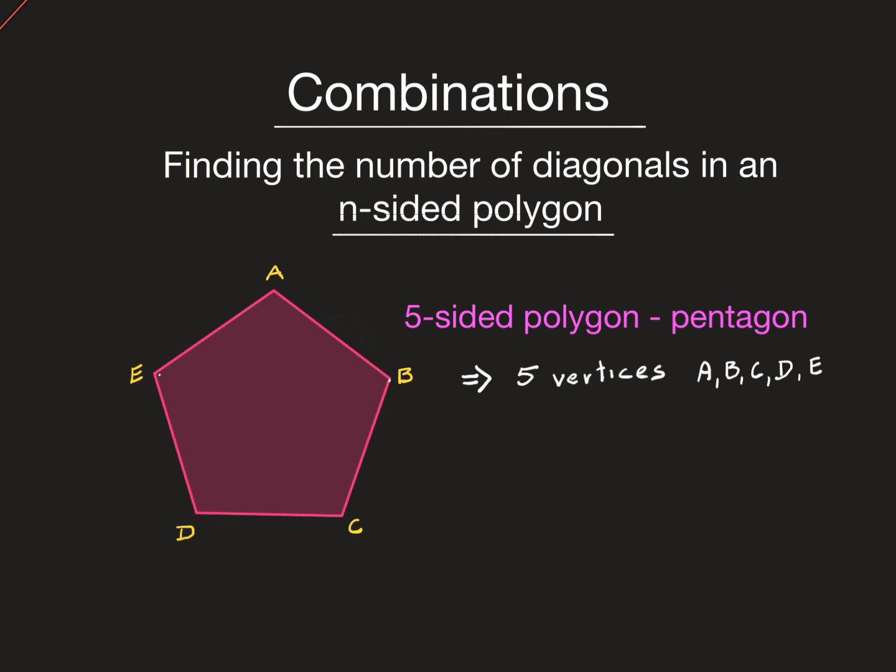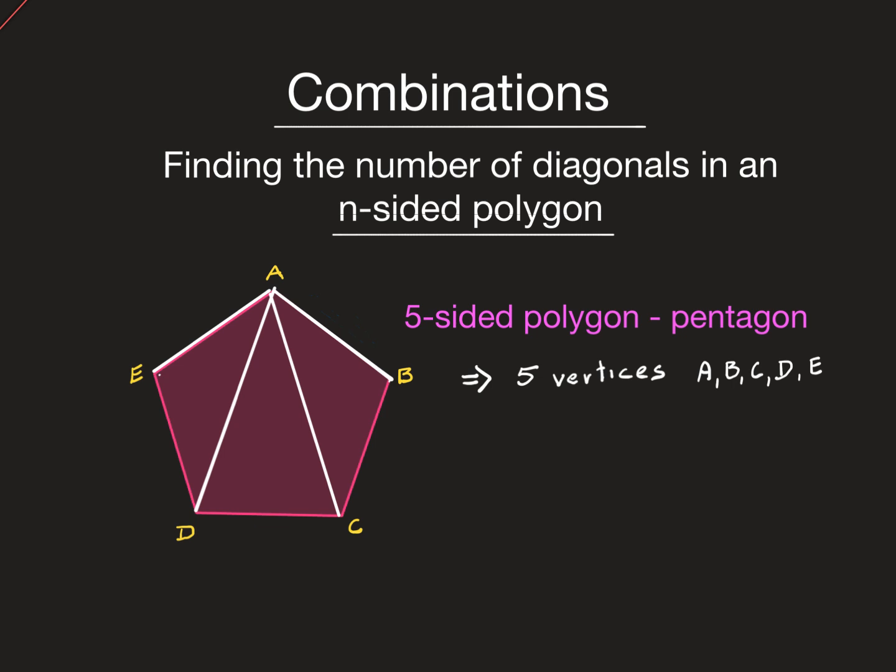If I start at A, I can join A to B. And then I can join A and C. And then I can join A and D. And lastly, I can join A and E. And so I had 5 vertices. They can be joined by drawing a line from one vertex to the other.